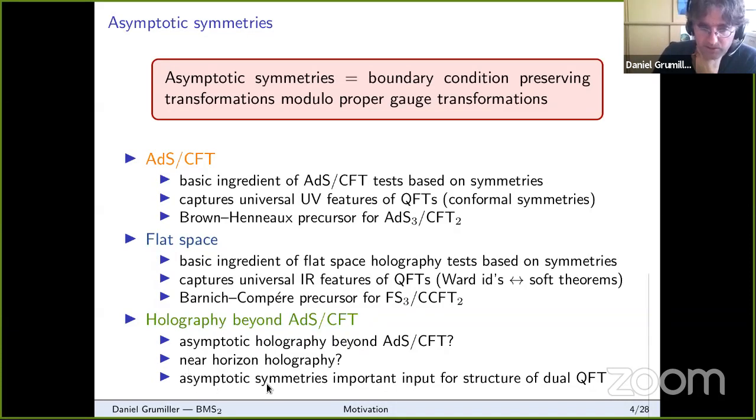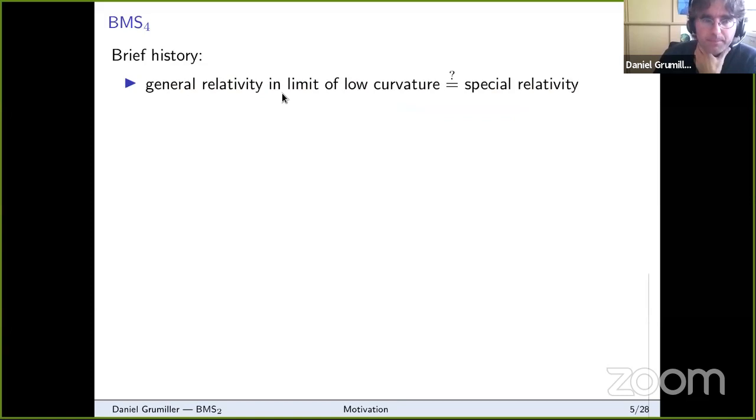Either way, asymptotic symmetry is an important input for the structure of the dual quantum field theory in a holographic context, and that's why there's so much focus on them. Now let's focus in the rest of the talk on asymptotically flat space, and in this case, the asymptotic symmetries are so-called BMS symmetries.